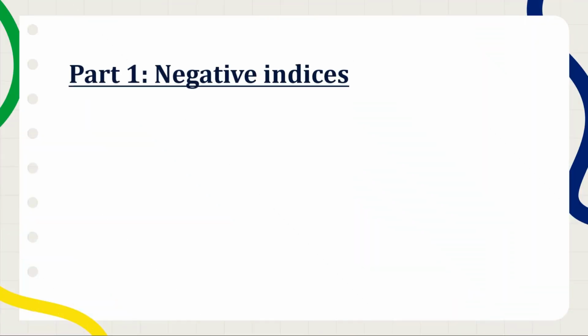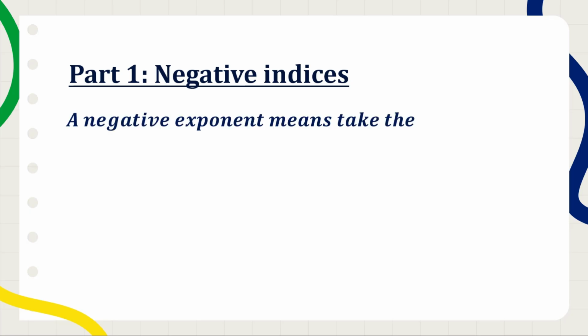Part 1. Negative indices. A negative exponent doesn't mean make the number negative. Instead, it means take the reciprocal or flip the fraction. The reciprocal means turn the fraction upside down. Now, as stated in this law, a to the power of negative n, where negative n is a negative exponent, will be 1 over a to the power of n, where n is a positive exponent.